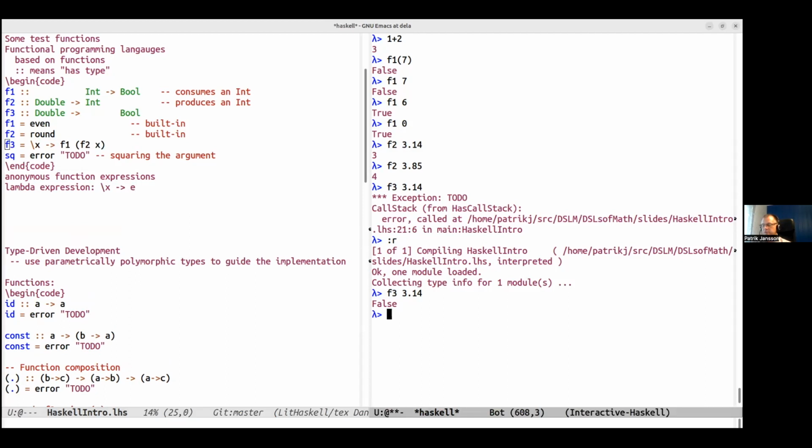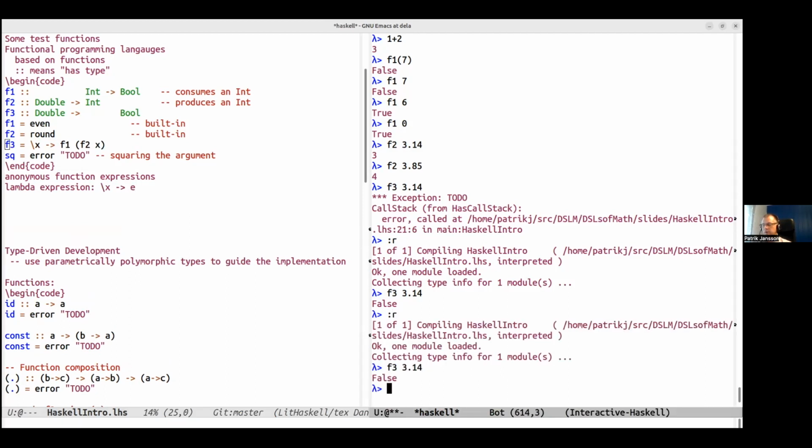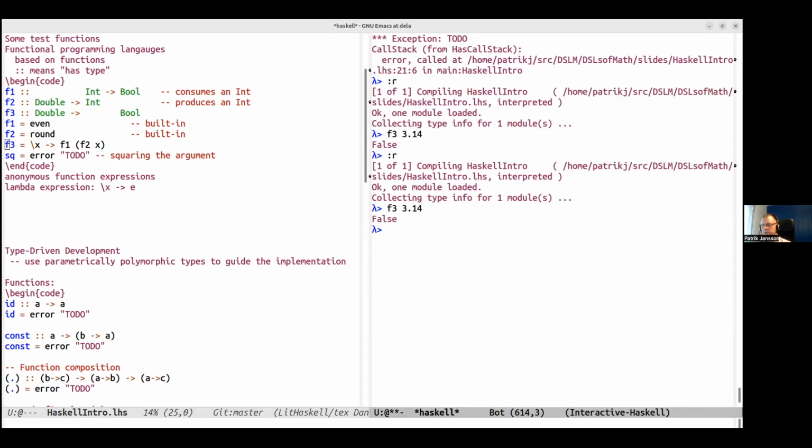So this is the same function as before. I can still call it on 3.14 or 3.85 or whatever. But I can now calculate with functions a little bit easier. So if F3 is used somewhere, I can replace the use of F3 with this function.